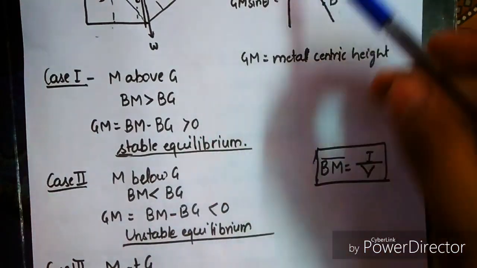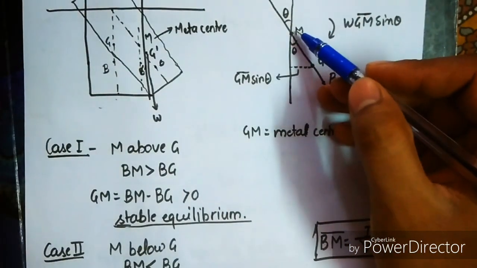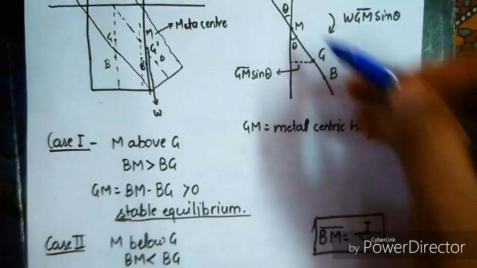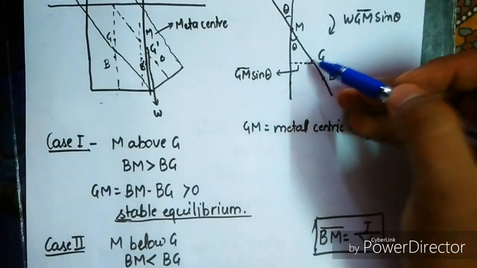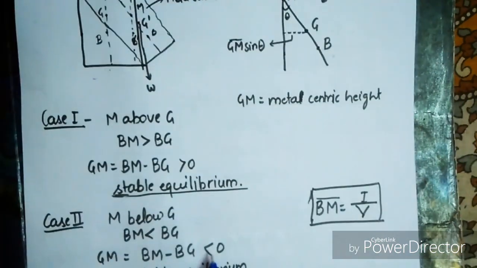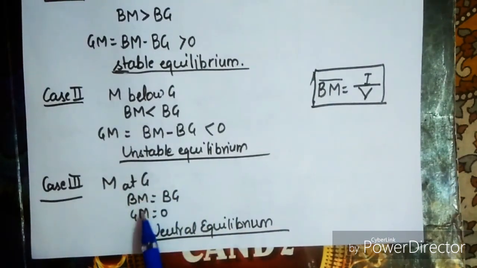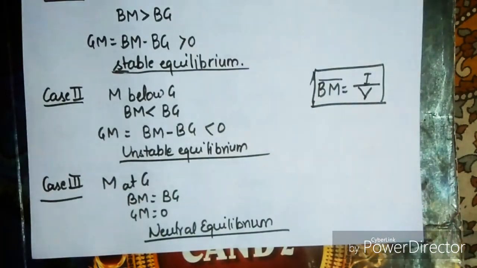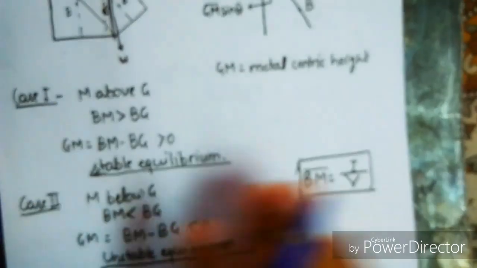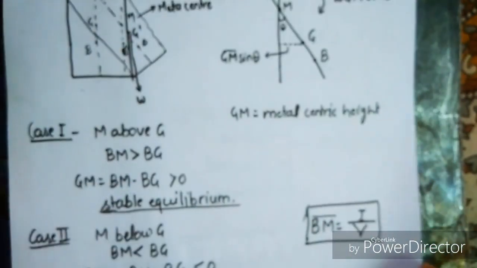That is, GM equals BM minus BG, and this is less than 0, that is the unstable case. If M is at G, then BM equals BG and GM equals 0, and the neutral equilibrium case will arise here. Now how will we find out the BM value?